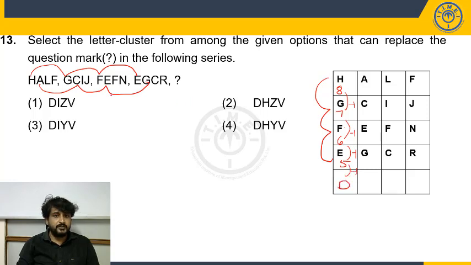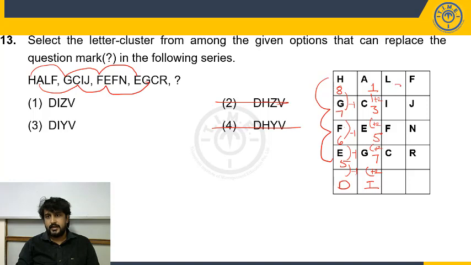How many options are with D? All the options. Okay. A's place value is 1, C's place value is 3, E's place value is 5, G is 7. What is the logic here? Plus 2. 1 plus 2 is 3, 3 plus 2 is 5, 5 plus 2 is 7. So 7 plus 2 is 9, which will be I. How many options are with DI? 1 and 3. So 2 and 4 are ruled out.